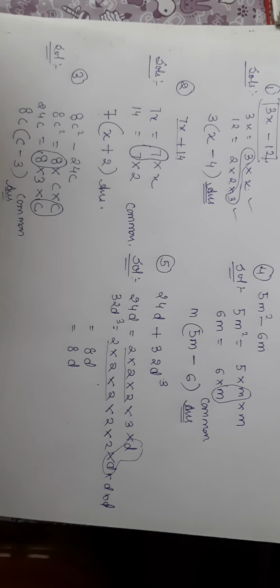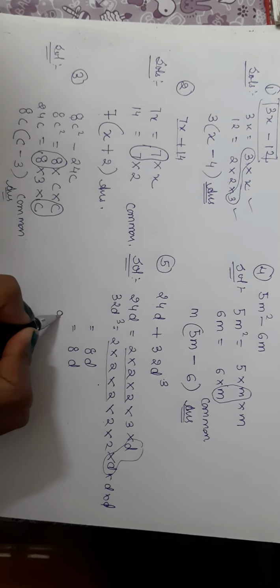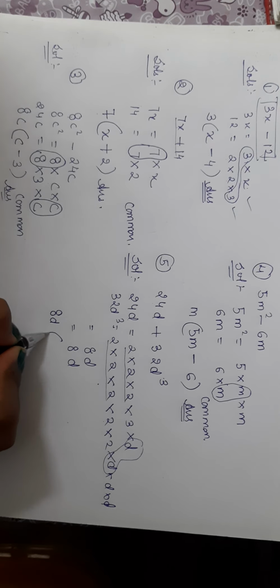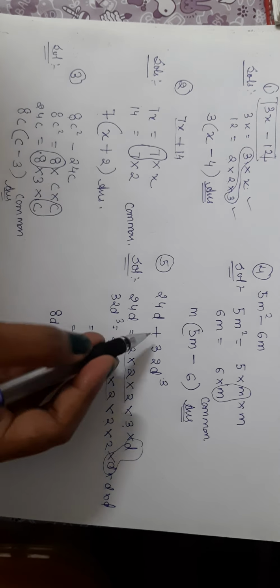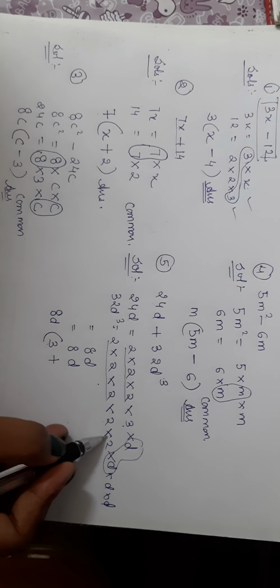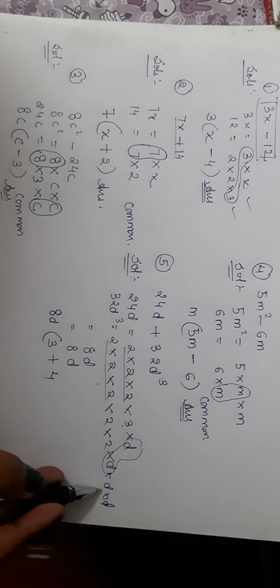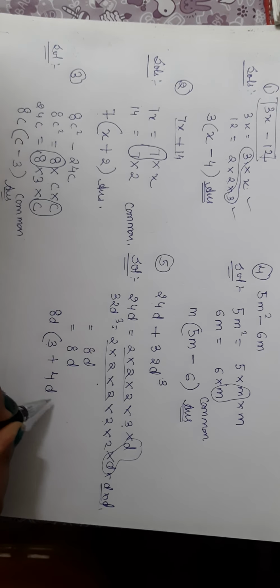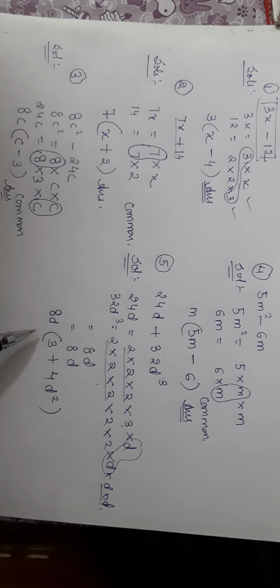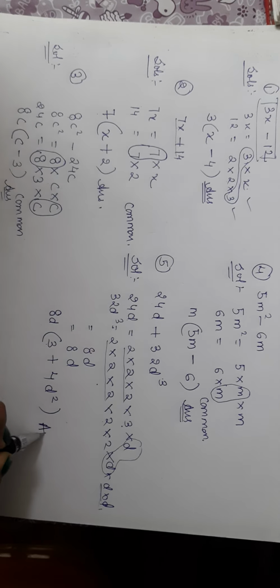So from here you can write down 8d as the common term you can take out. So what is left here? 8 1s are 8, 8 3s are 24. So here 3 will be left, plus what is left? 2 2s are 4, and with this, 2d square means 2 d's are there, so this you can write down as d square. Now multiply: you will get 8 3s are 24, d, plus 8 4s are 32, d square. So this is the correct answer.